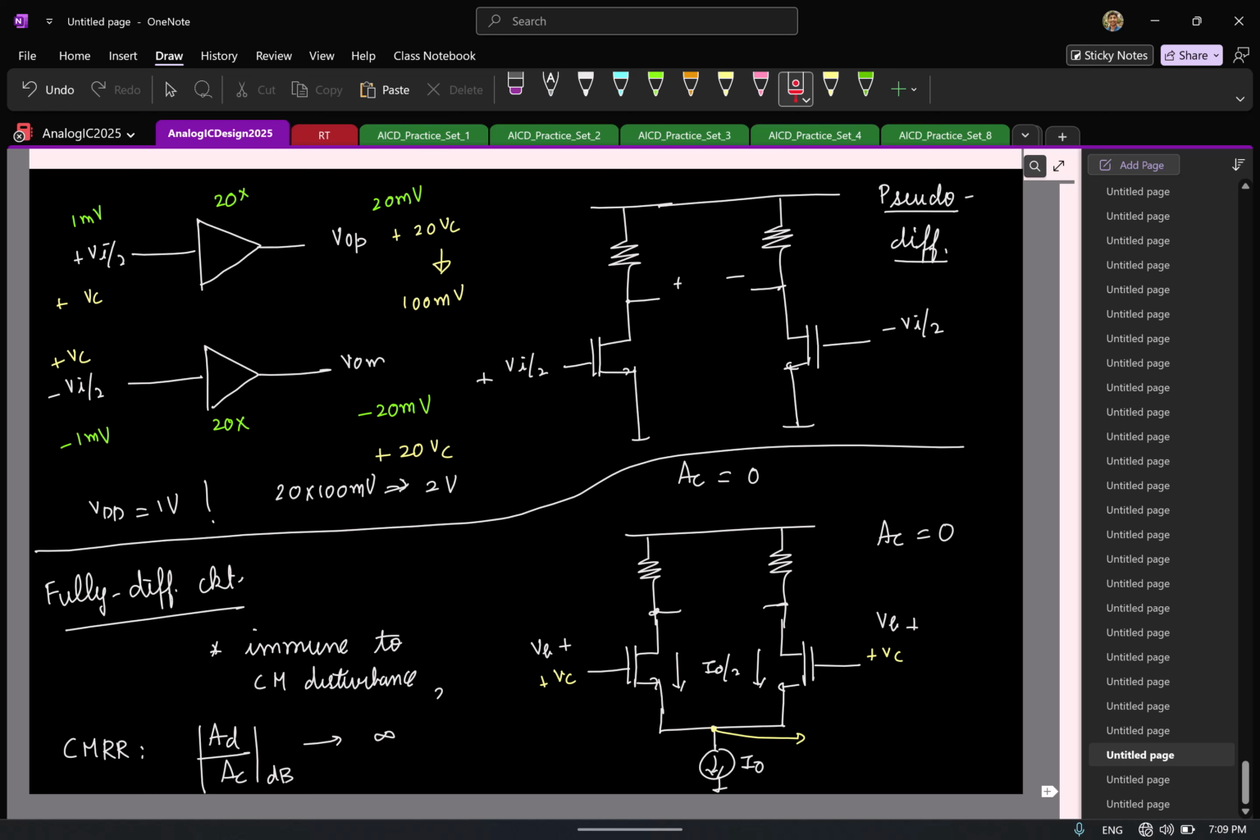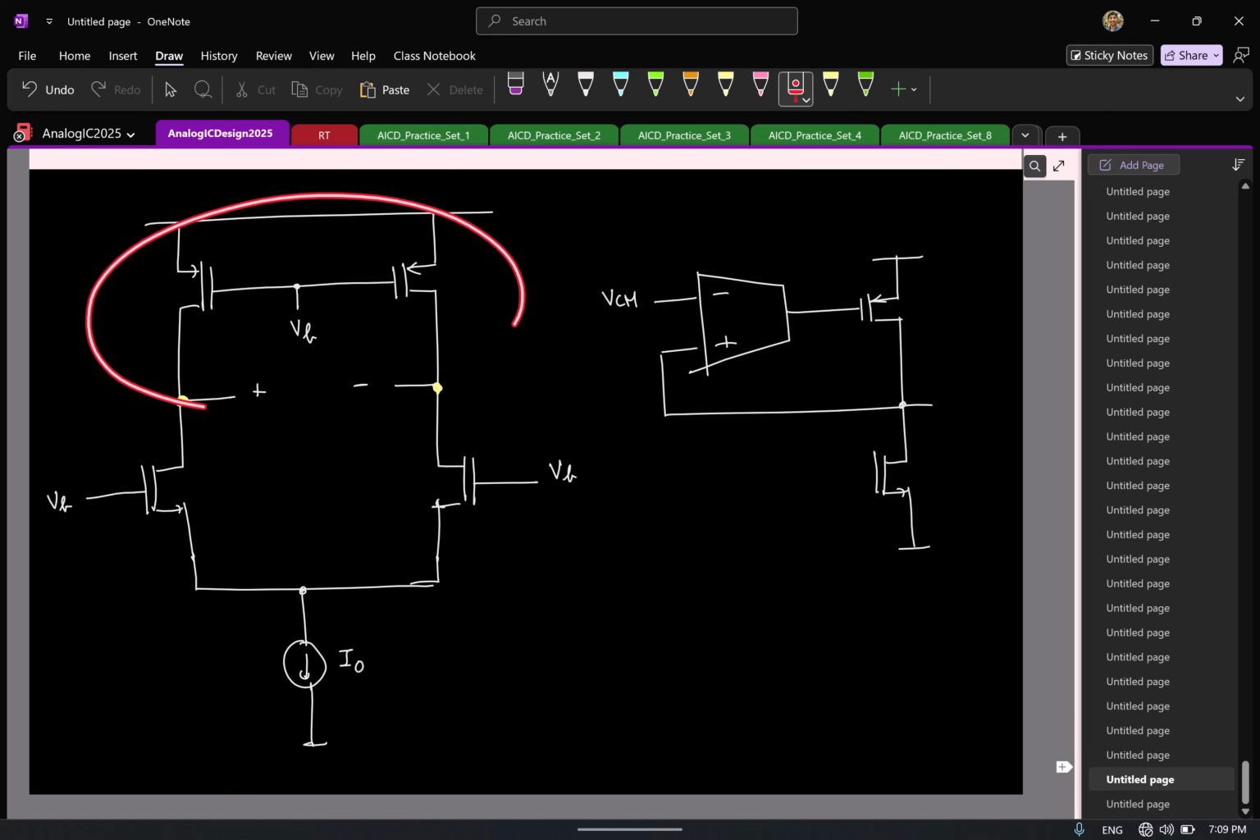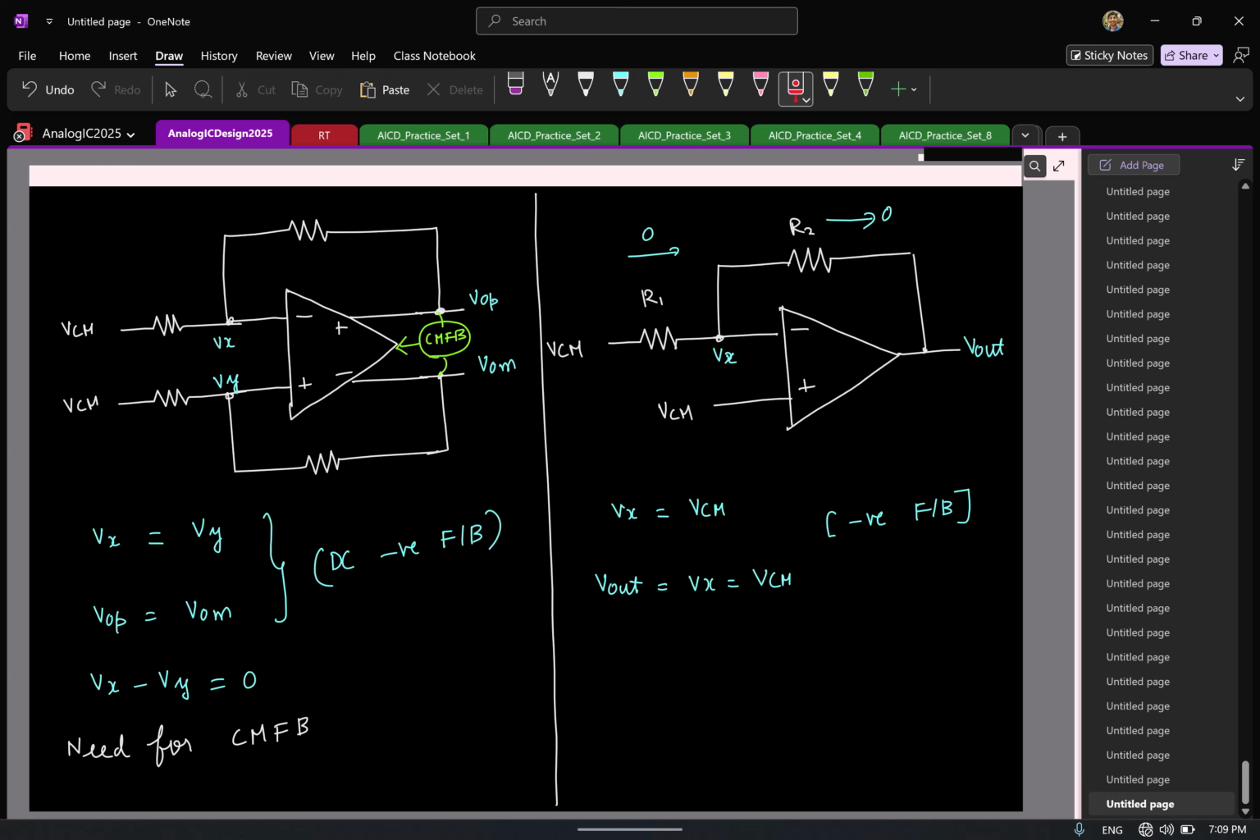The problematic situation comes in practice when you have current sources here. That is where you have both voltages undefined. So in that case, you need to have a separate feedback for the common mode signal.